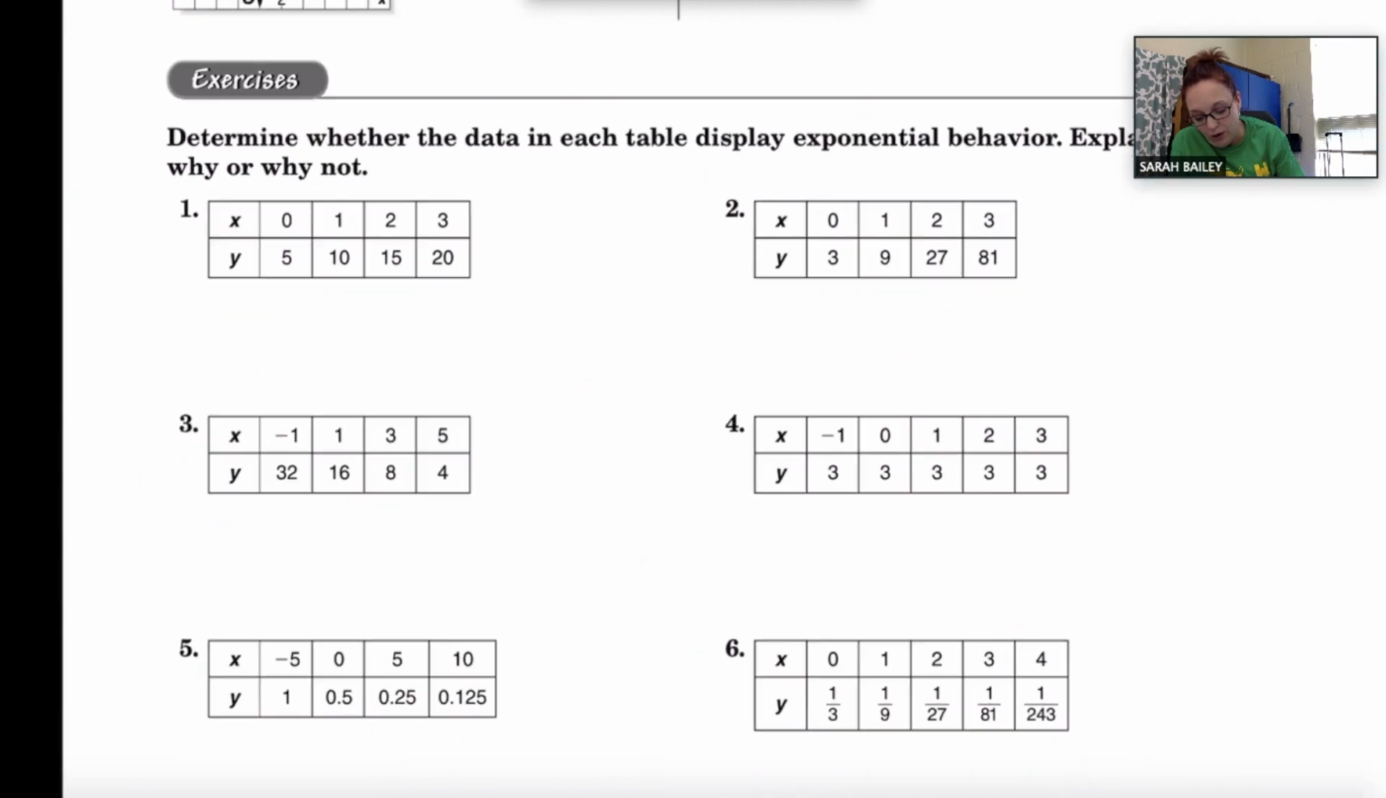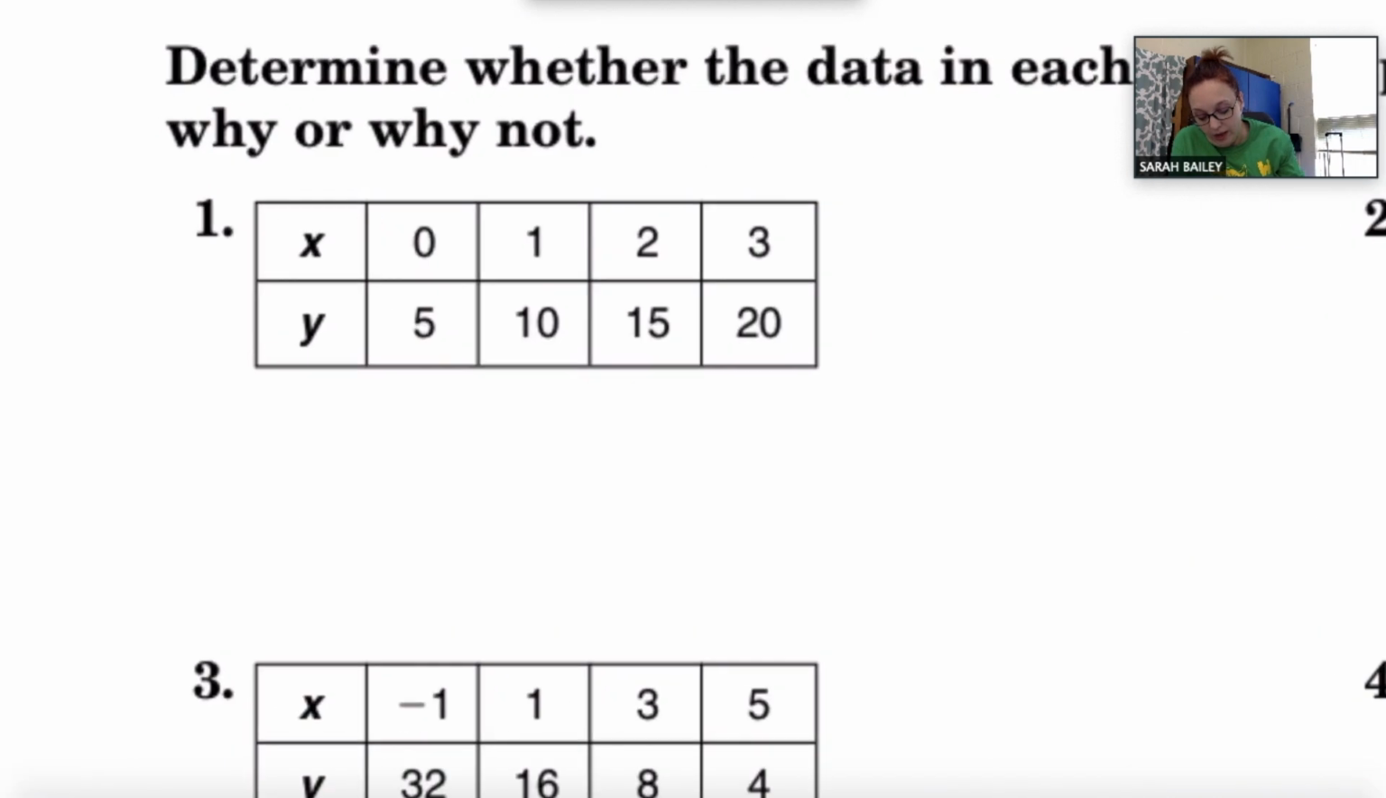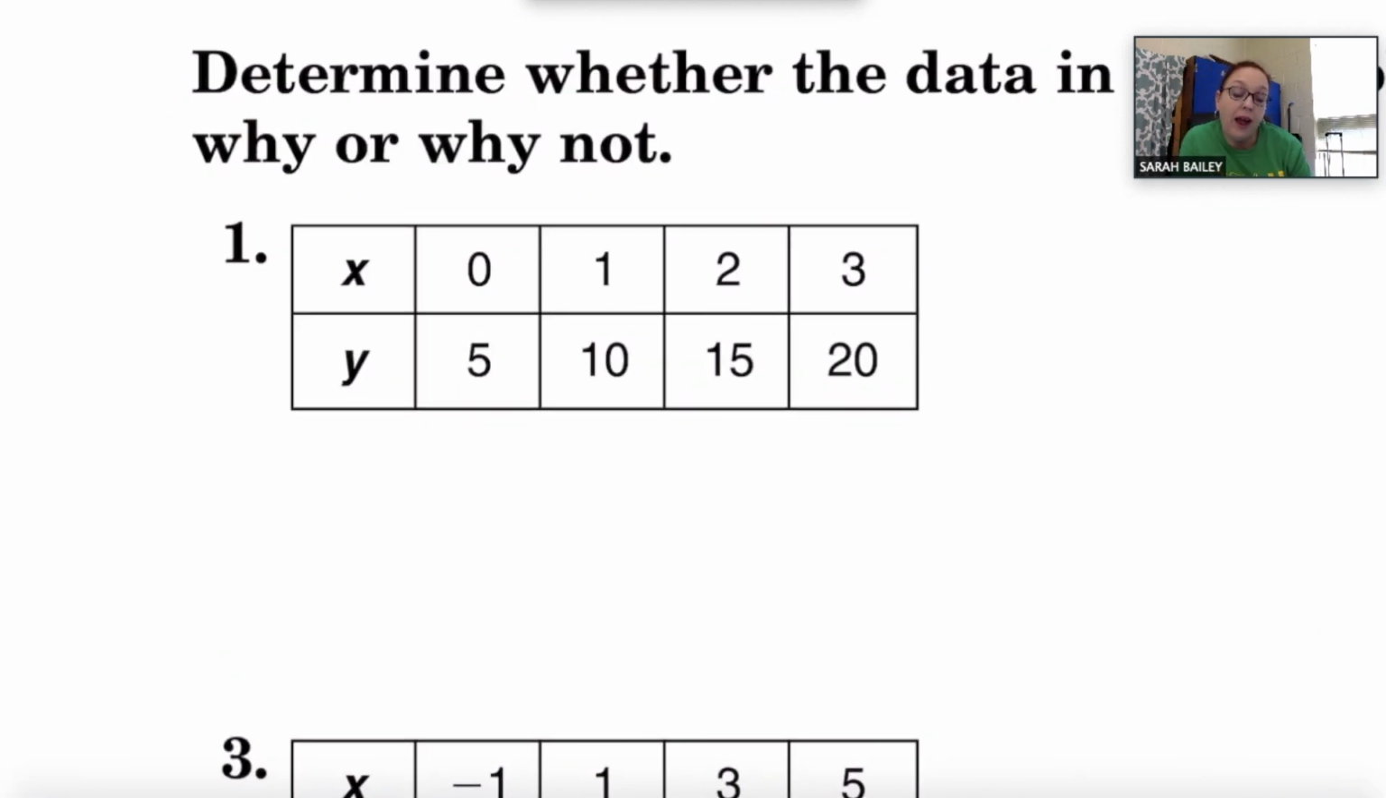Okay, so the next set of exercises just says to determine whether the data in each table display exponential behavior and explain why or why not. So the simplest way to do that is just look at the patterns in the x and the y coordinates. So for the x coordinates on this one, looks like I'm adding 1, adding 1, adding 1. And that's what you want to see. You want to see a consistent pattern in the x's.